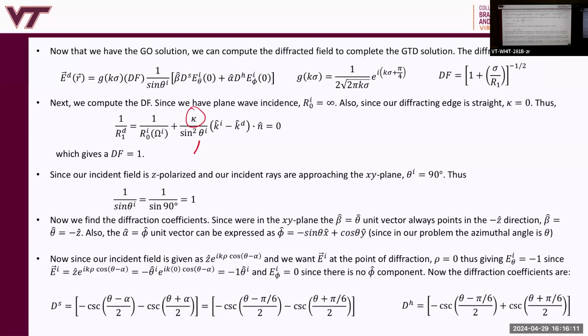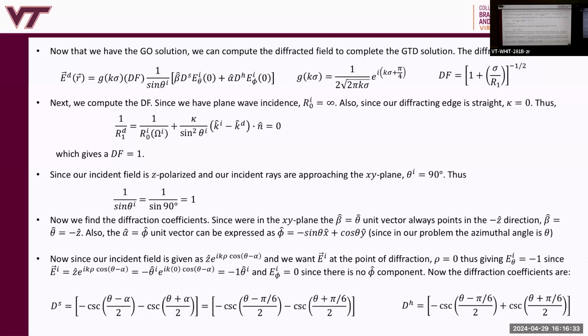Kappa is the curvature of the edge. And then we have k incident, k diffracted, and the normal to the curve. So this has all the properties of the edge, and this has properties of the incident wavefront. So the diffracted radius of curvature of the wavefront depends on the incident, the impinging radius of curvature, plus the shape of the edge, right? All right.